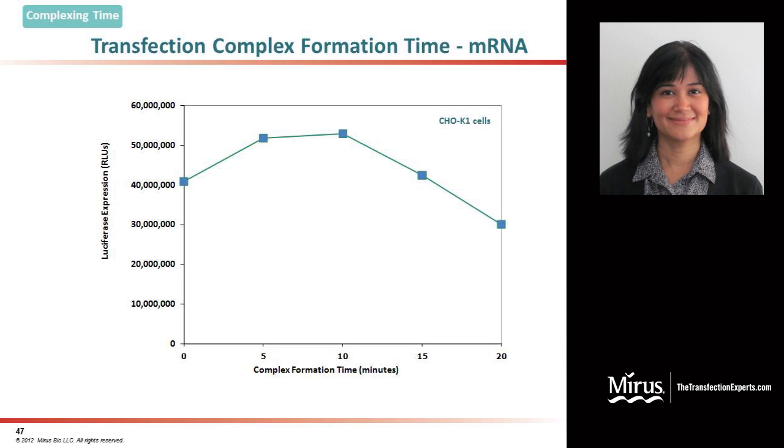This transfection complex formation time is even more critical with sensitive substrates such as mRNA. As you can see here in this chart, typically anywhere between only 5 to 10 minutes is required for effective transfection complex formation, in this case with CHO-K1 cells that have been transfected using a luciferase mRNA. We do not advise going any further than 10 minutes in the case of mRNA expression.